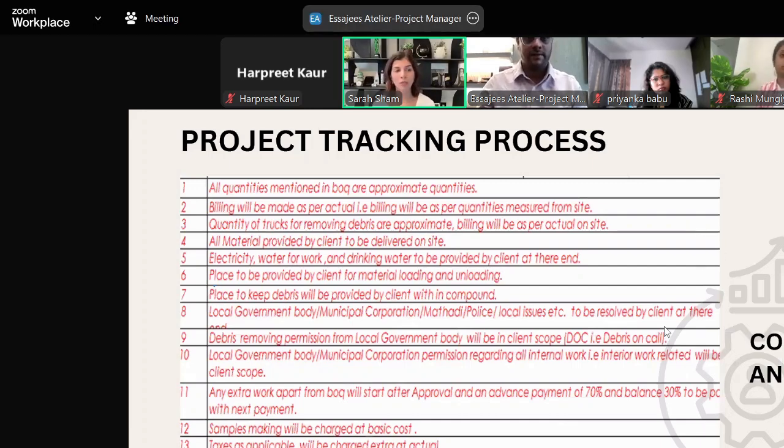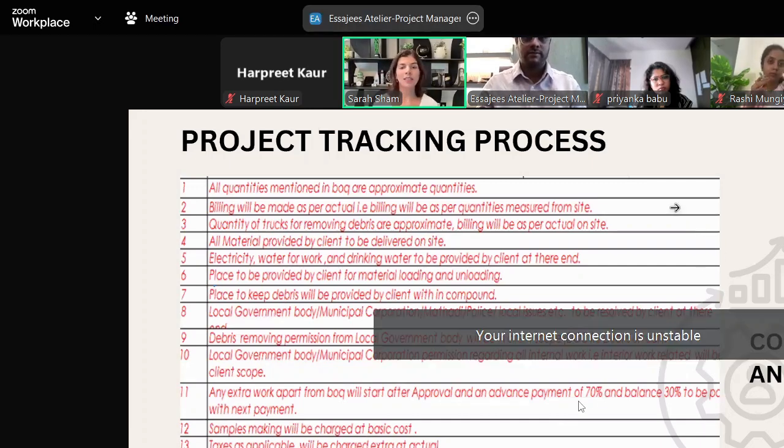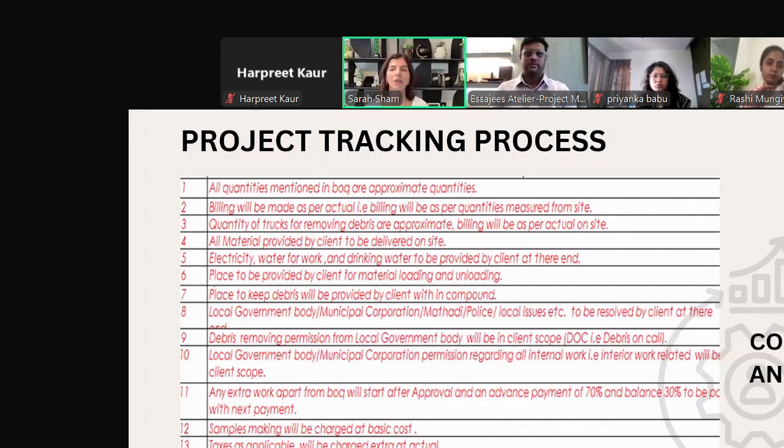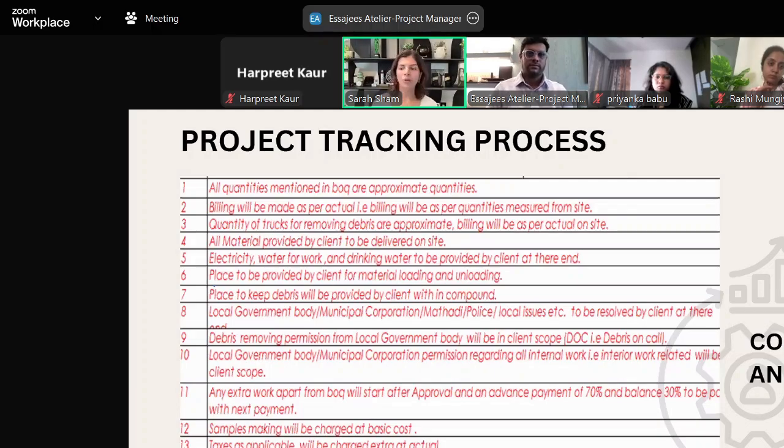So there's two ways of doing this also. If you've agreed to a lump sum, you can also tell them that if there's a 10% variation, I'm not going to pay you extra, but anything beyond 10% variation, I will pay. There are all of these ways that you can negotiate.